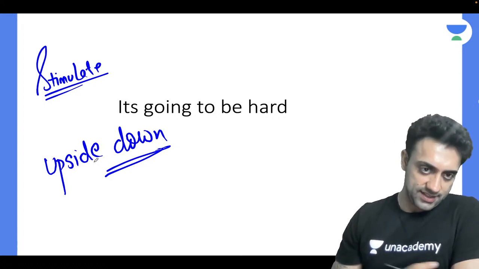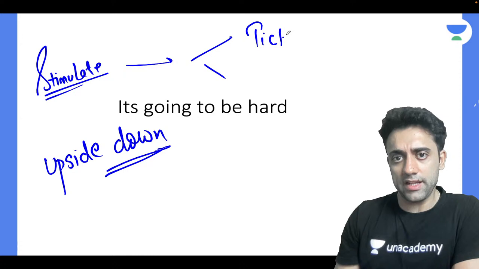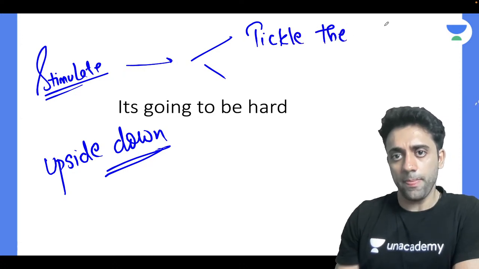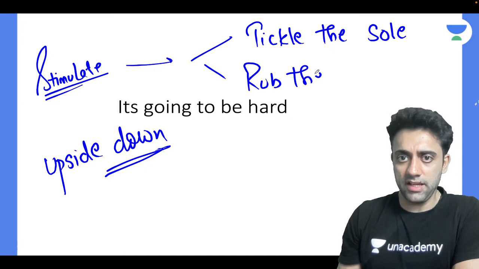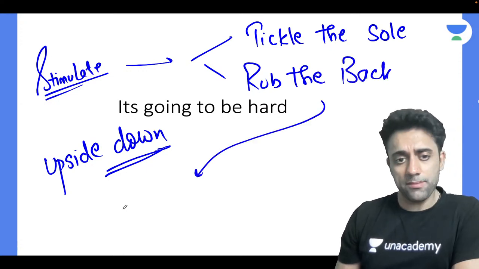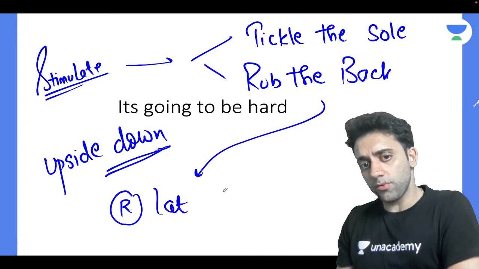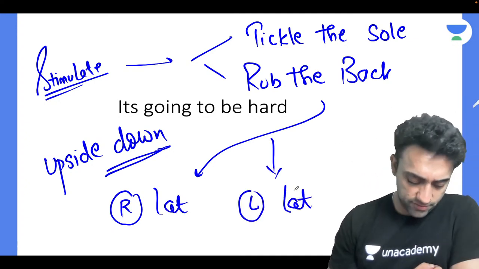Exactly. So the two options we have: you can tickle the sole, or you can rub the back. For rubbing the back, where should I keep the baby? Should I keep the baby in the right lateral position and rub the back, or in the left lateral position and rub the back?